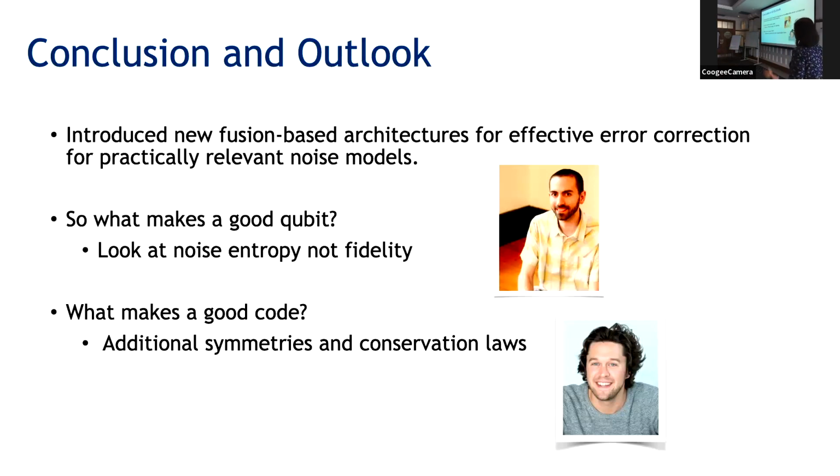But yeah, so we should think about not the fidelity anymore. We should think about the noise entropy of physical qubits. And in terms of codes, we should think about what are the additional symmetries that I can use to reduce the overhead. I'll stop here.